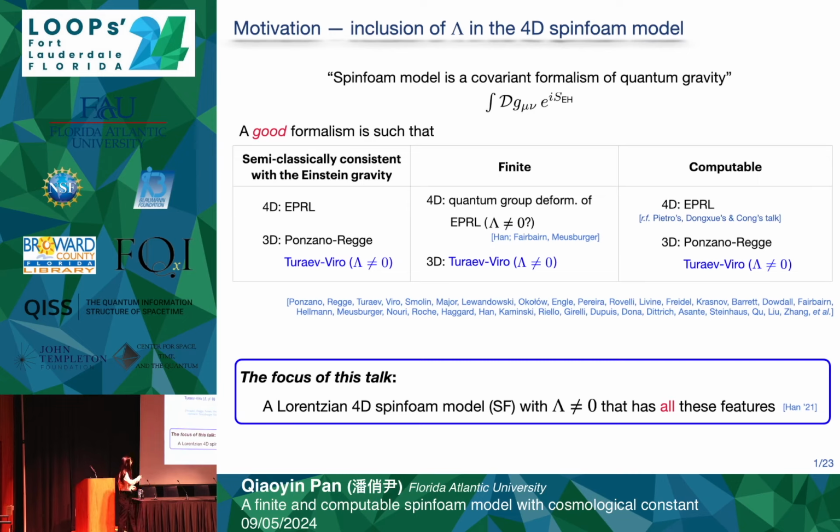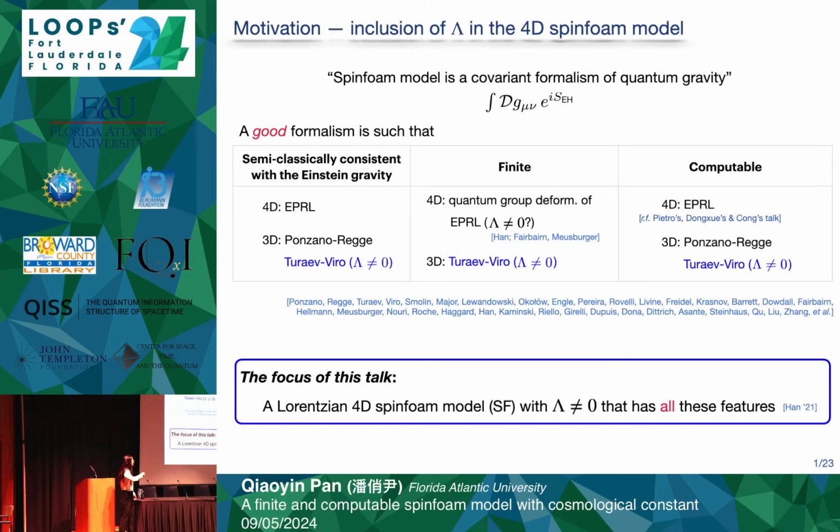For finiteness, there are quantum group deformations of EPRL, and they do give finite results for the amplitude. We expect that they should correspond to a non-zero lambda, but because the semi-classical limit of this formalism is difficult to evaluate, we still don't know. In 3D, the Turaev-Viro model depends on the quantum group representation, and it also gives us a finite amplitude.